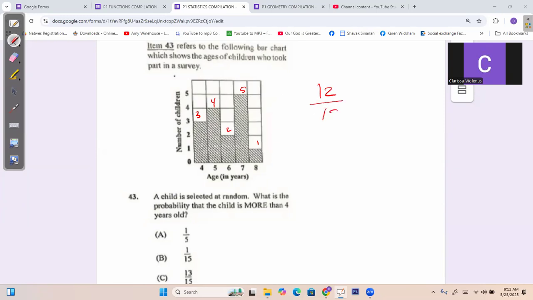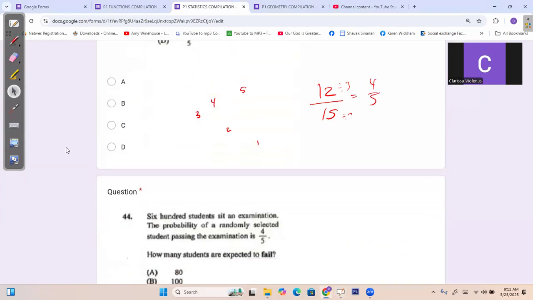12 over 15, you divide by 3, that's 4 out of 5. So our answer is 4 out of 5, which is D.